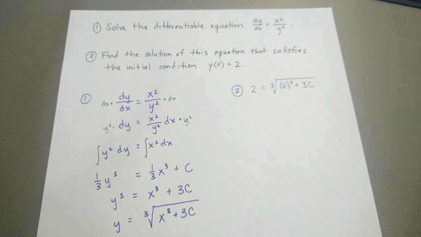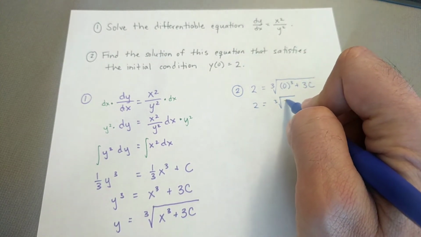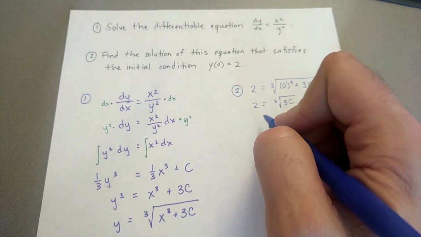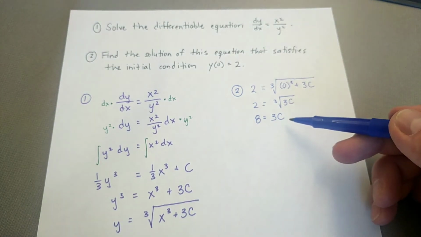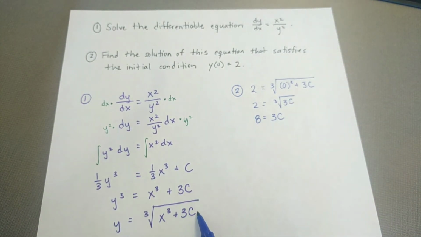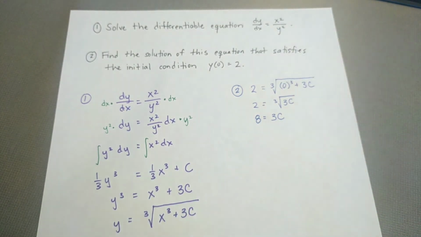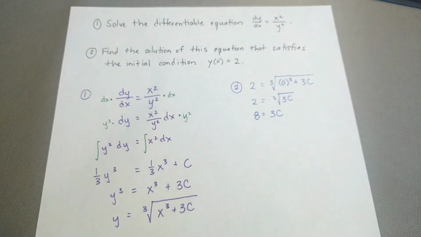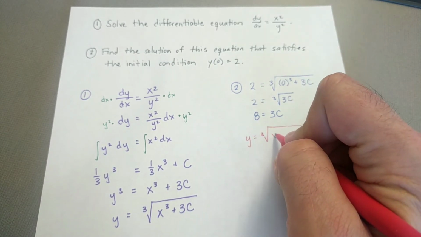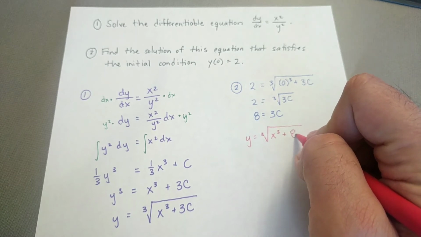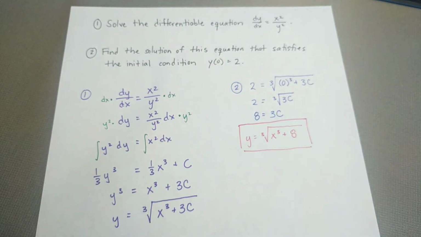And now I'm going to solve. Oh, let's simplify before I start solving. So the cube root of 3c. So I'll cube both sides to get me 8 equals 3c. At this point, I could solve for c, but I noticed that really what I'm looking to do is replace the 3c with something here. And so since I've solved for 3c, then I can just replace that here. So that gives me my final answer here, which is that y equals the cube root of x cubed plus 8 as my final solution. And there you have it.